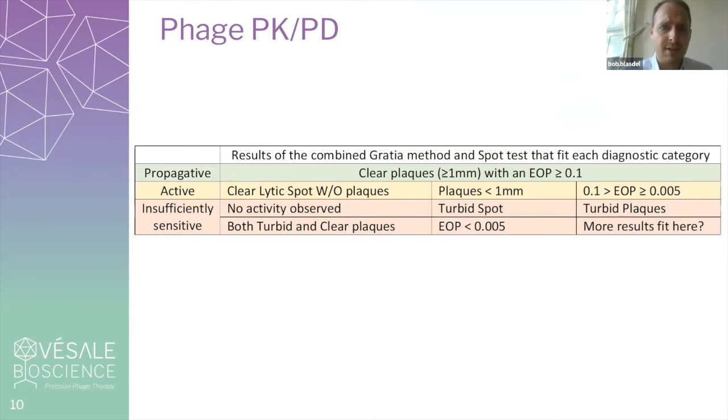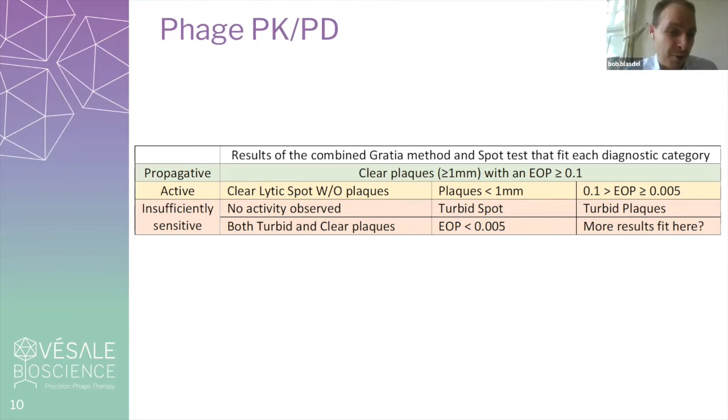And so just understanding this through the reference methods, the Gratia method and the spot test, we see a propagative phage as being able to form clear, large enough plaques with a high enough EOP on the clinical isolate. Whereas we see room for another diagnostic category of active, where that would reflect some form of abortive infection, where in the reference methods, this would be a clear spot without plaques.